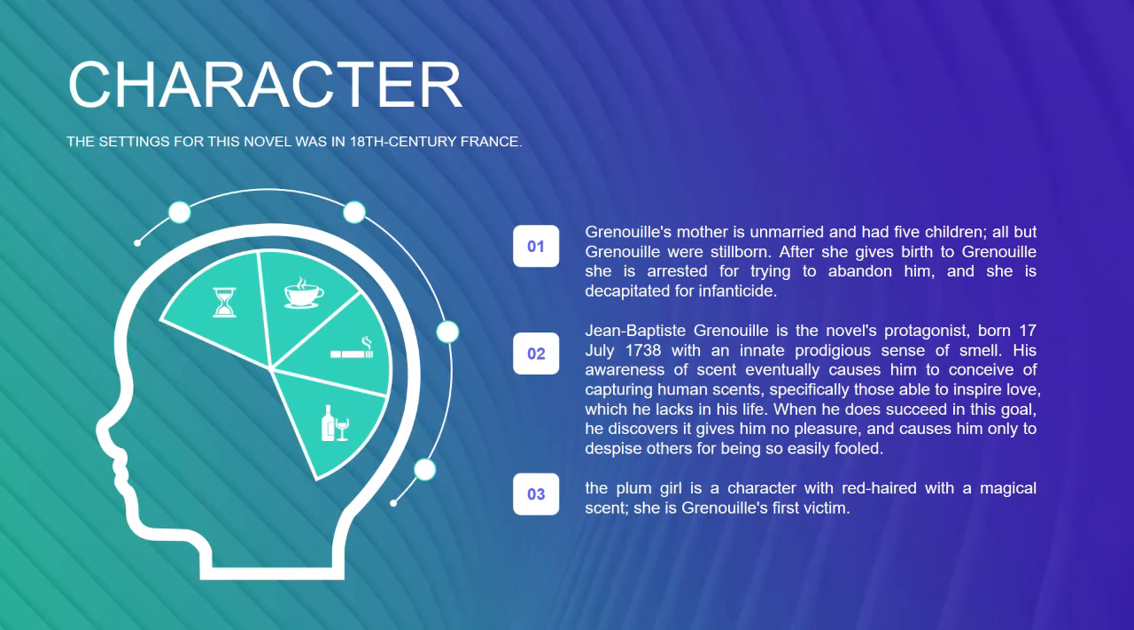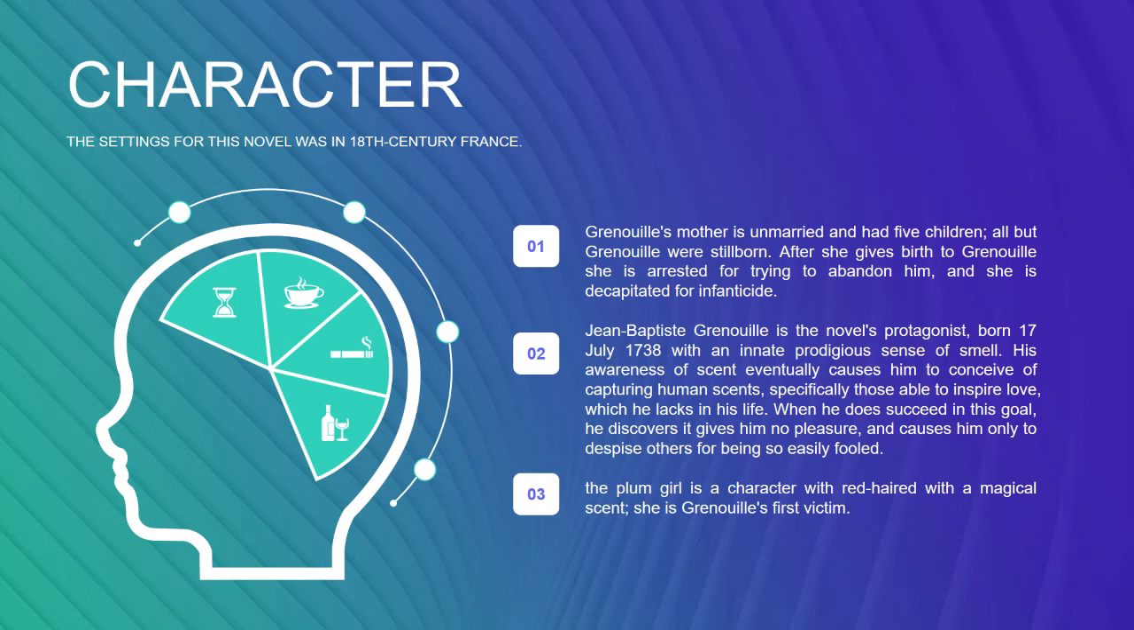There are 3 characters that I want to focus on in this video: Grenouille's mother, Jean-Baptiste Grenouille himself, and the plum girl. Grenouille's mother is unmarried and had 5 children. All but Grenouille were stillborn. After she gives birth to Grenouille, she is arrested for trying to abandon him, and she is decapitated for infanticide.